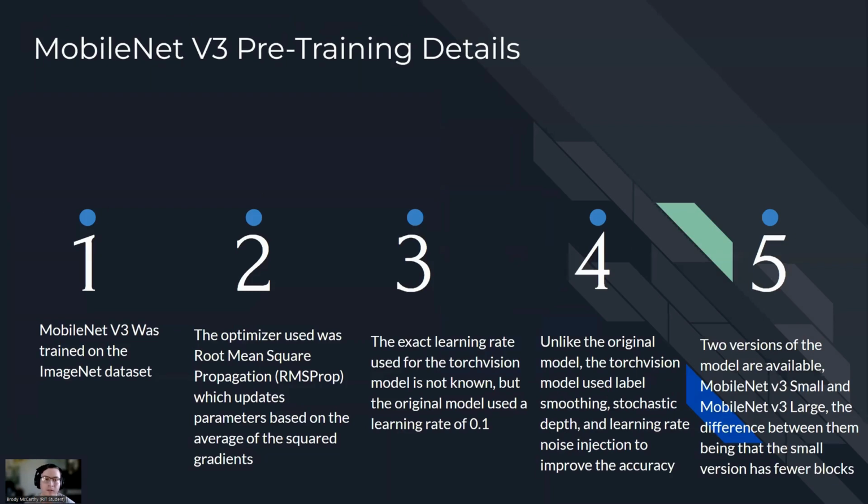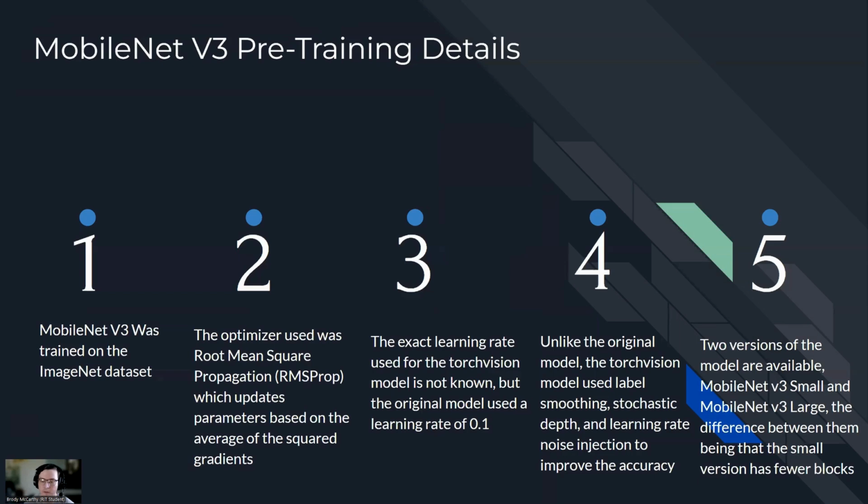The backbone for our models was MobileNet v3. MobileNet v3 was trained on the ImageNet dataset, not the tiny ImageNet dataset. The original optimizer used was the root mean squared propagation optimizer, which updates the parameters based on the average of the squared gradients. For the torchvision version of MobileNet, we don't know the exact learning rate, but on the original MobileNet, the learning rate used was 0.1. And for the torchvision model specifically, they used label smoothing, stochastic depth, and learning rate noise injection to improve the accuracy of the model.